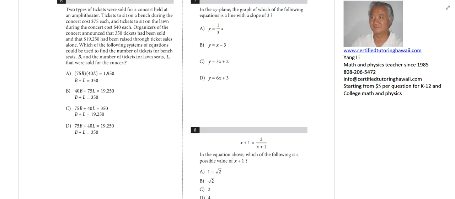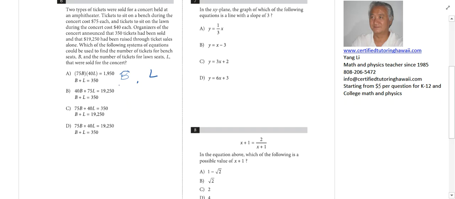Okay, now let's go to number 6. For this one, they have two kinds of tickets sold. One is sitting on the bench, the other one is sitting on the lawn. So the number of the tickets sold for the bench, we put as the B. The number sold for the bench is the B. And the number of tickets sold for sitting on the lawn will be the L.